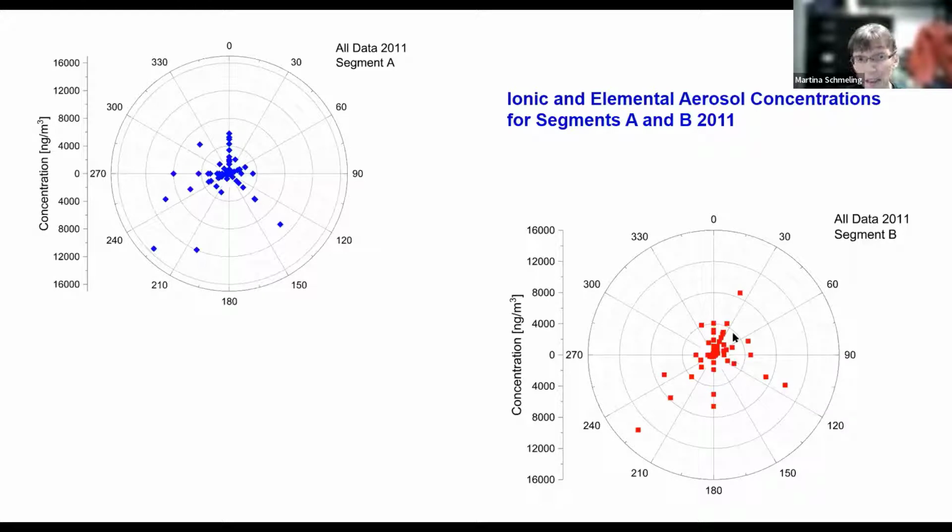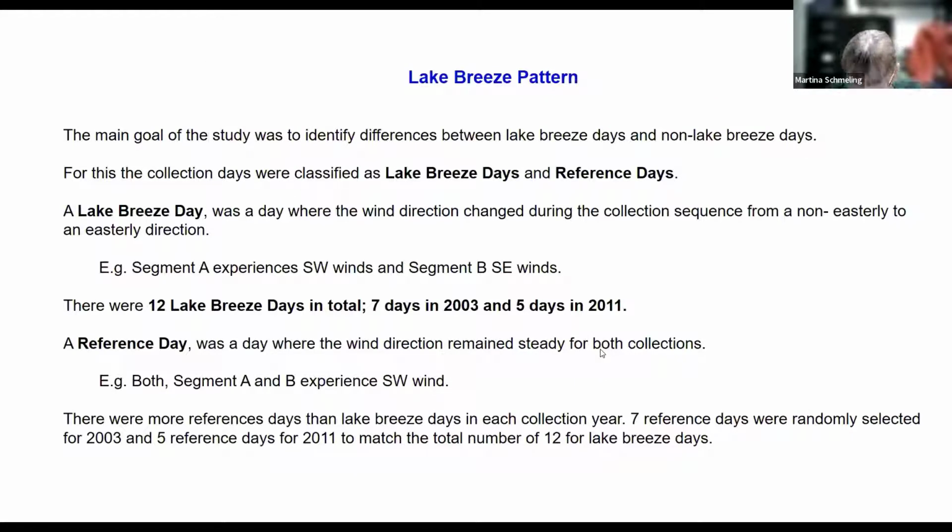For segment B, similarly, a little bit to a lesser degree. We still have a clear picture when we go to the easterly one, which shows us that there is a lake breeze. So we can say that here we have lake breezes, and here we obviously don't have lake breezes, and the red squares will be the ones which are associated with a lake breeze, those concentrations. So now let's go to the actual lake breeze pattern.